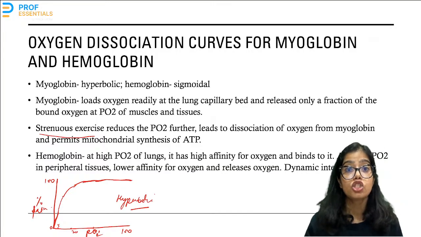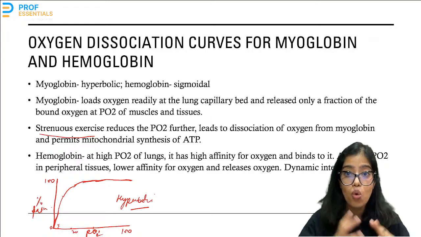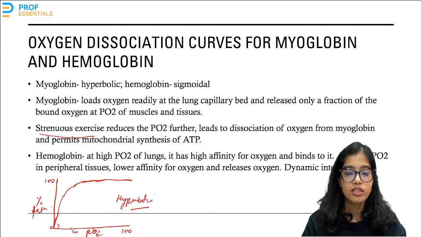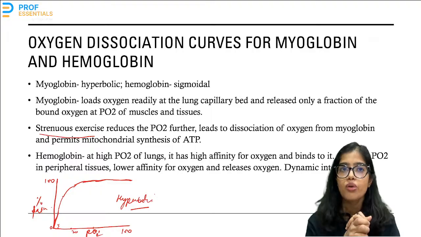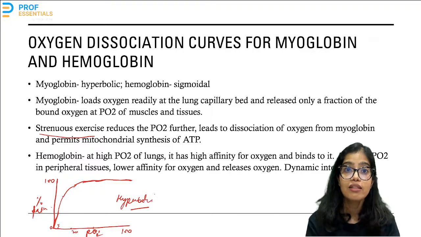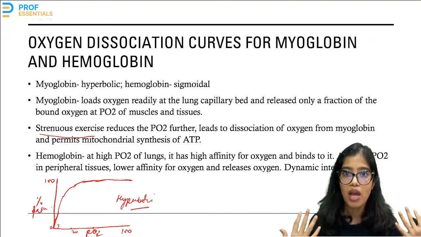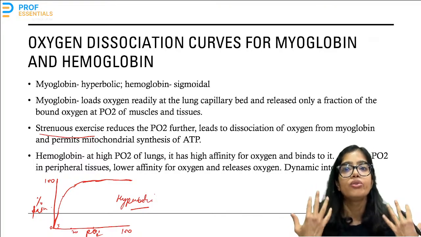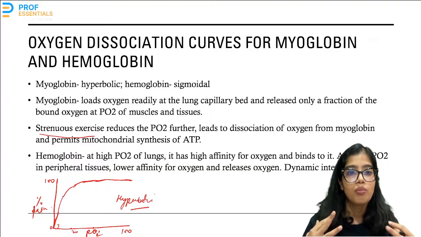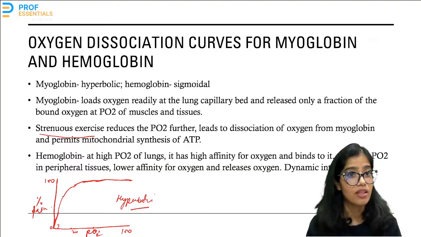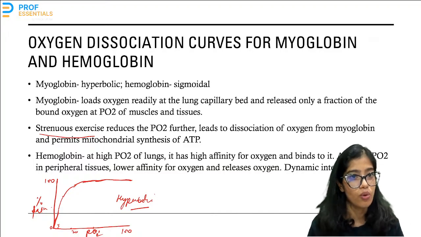Therefore, it is an excellent storage form of oxygen. It will store oxygen, right? And where is the storage occurring in our body? Mostly in the muscles. So during normal exercise, myoglobin is not going to release oxygen till the time when the muscles get starved of oxygen. There is a lot of strenuous exercise and they are not getting enough oxygen. Then myoglobin will come into force and release its oxygen, and then it will permit the mitochondrial synthesis of ATP in the muscles. But this is very late, when there is a lot of hunger for oxygen going on.